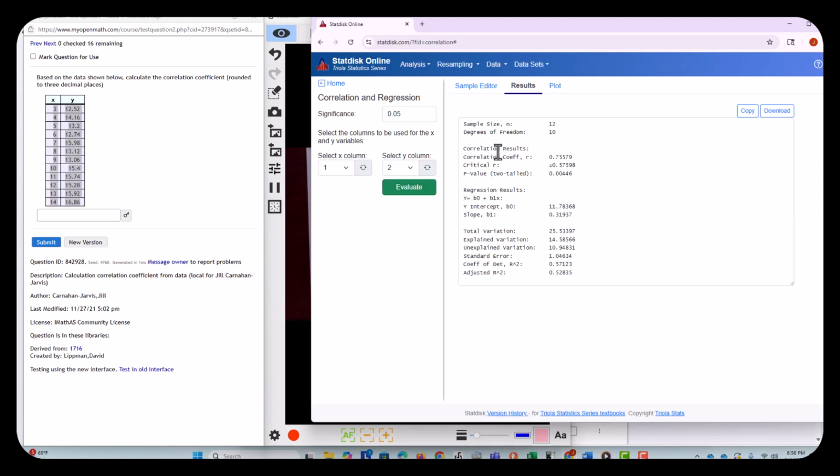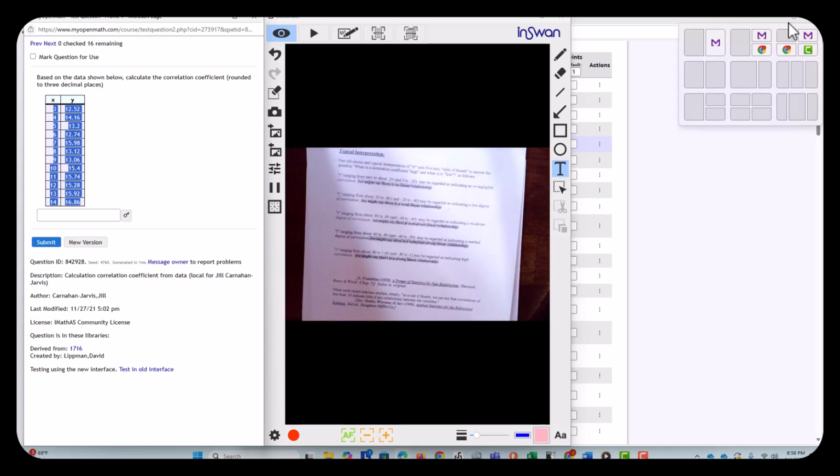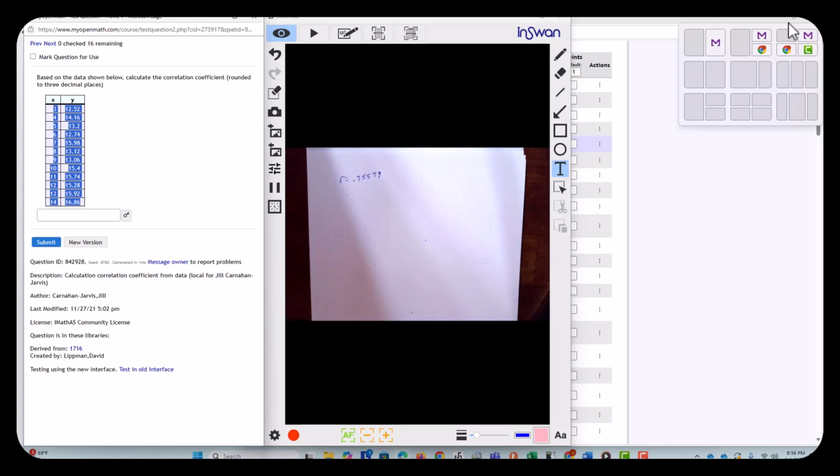So our correlation coefficient R is 0.75579. That's pretty strong, isn't it? So according to what we'd say here, we would say there's a somewhat strong linear relationship, and since it's positive, it's going to be a positive linear relationship. So we're going to round this to 3 places: 0.756.